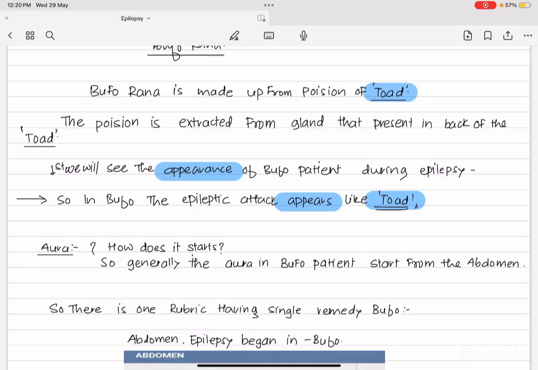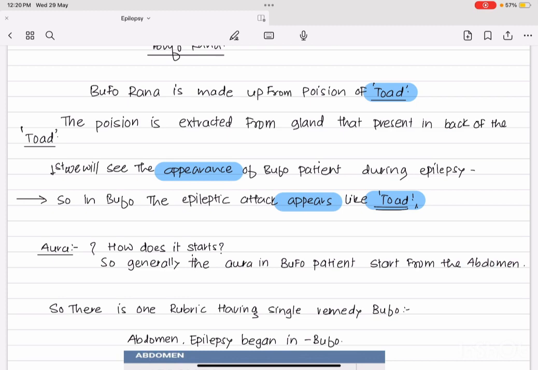Welcome you again. Today we are going to discuss therapeutics of epilepsy or convulsions, in which we are going to discuss two major remedies about epilepsy, which are Bufo rana and Cuprum metallicum. So first we will discuss Bufo rana.